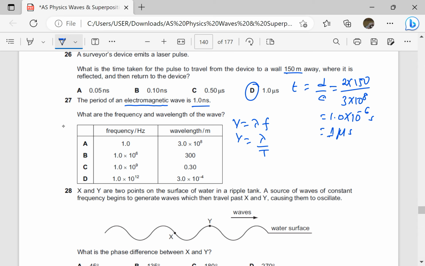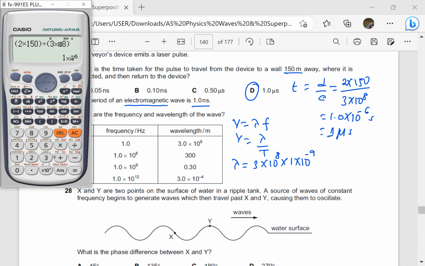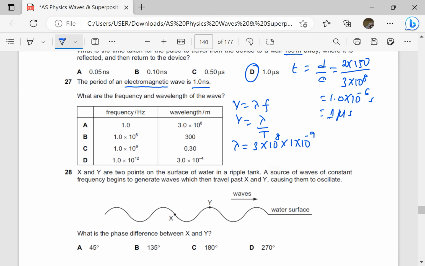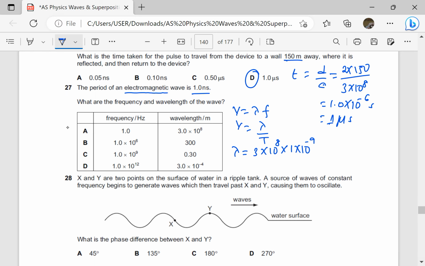So it means the wavelength is going to be equal to the speed, which is 3 times 10 power 8, times the period, which is 1 times 10 power negative 9 because it is nano. So 3 times 10 power 8 times 10 power negative 9 is 0.3. So the wavelength must be 0.3. So this is wrong, this is wrong, this is wrong. So our answer is automatically C because the wavelength is 0.3.